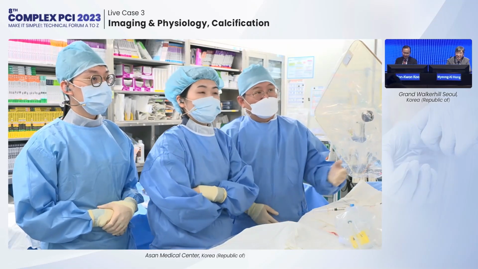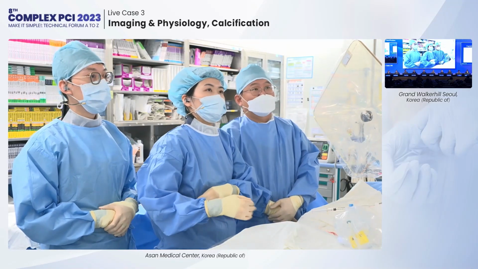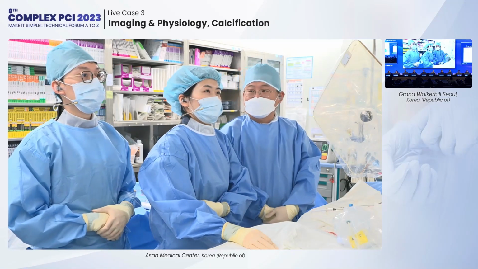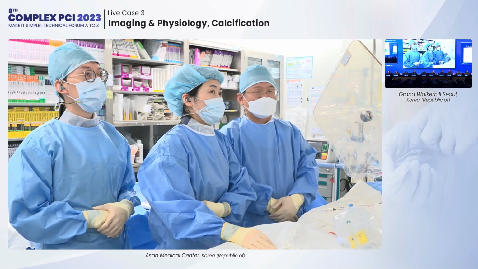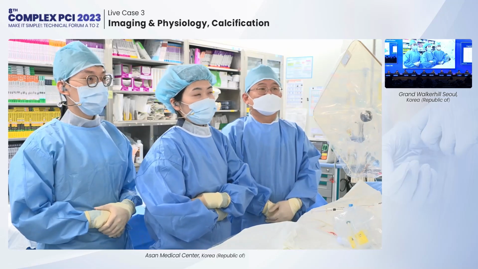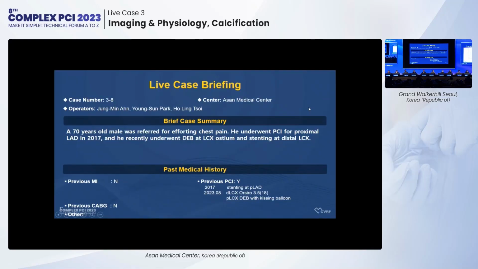We are preparing another live case. Our senior fellow, Dr. Bob, will introduce the patient history. The patient history is very interesting. Hello, I'm Young-Sung Park from Asan Medical Center. I'm presenting the next case. A 70-year-old male was referred for exertional chest pain. He underwent PCI for proximal LAD in 2017 at another hospital. And he recently underwent DEB at the left circumflex ostium and stenting at the distal left circumflex at that hospital.